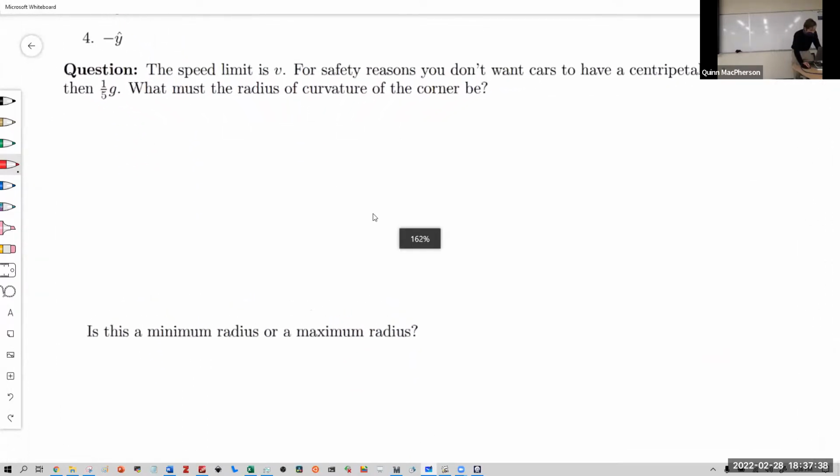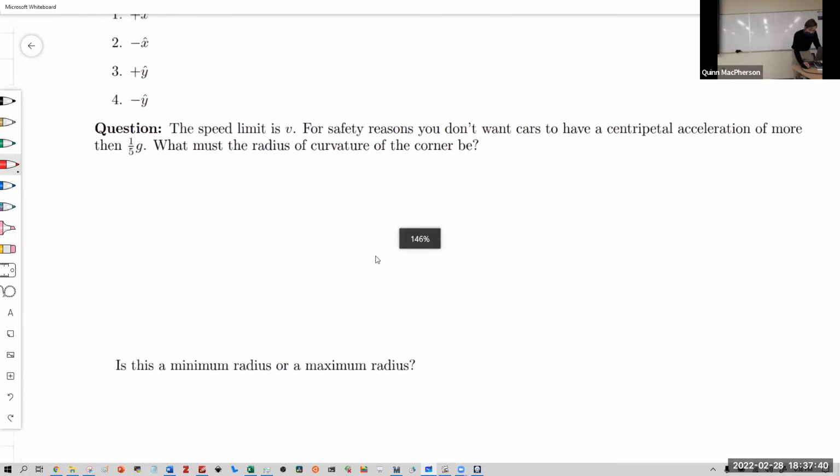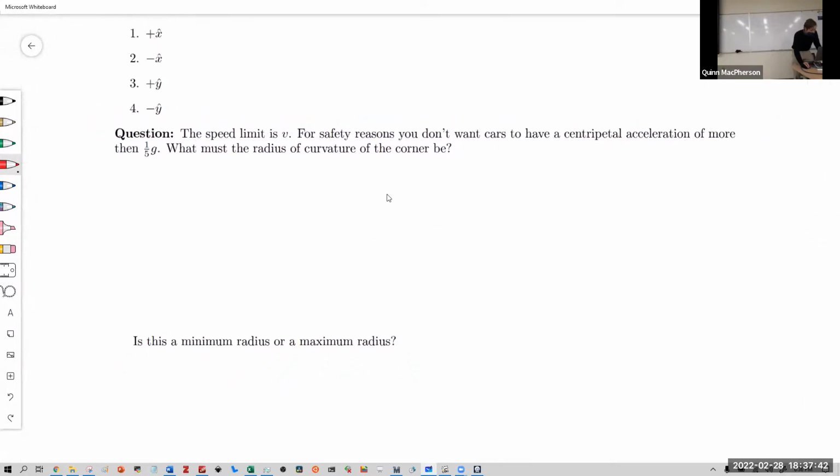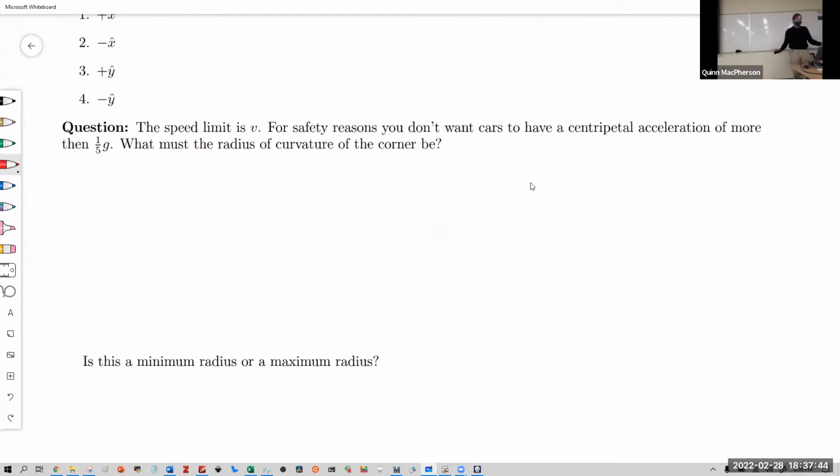Okay. Let's do a real world problem. Suppose the speed limit is V. For safety reasons, you don't want cars to have a centripetal acceleration of more than 0.5 gravity. What must the radius of curvature be? And let's just make this more fun. Let's give us a velocity. How fast will our velocity be?